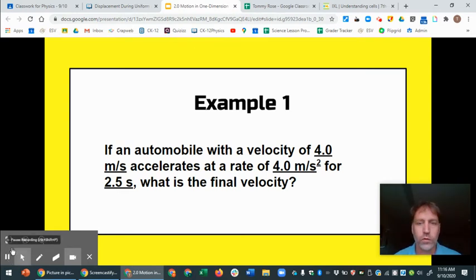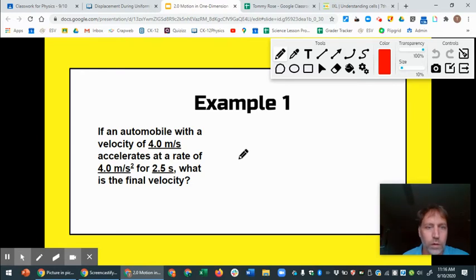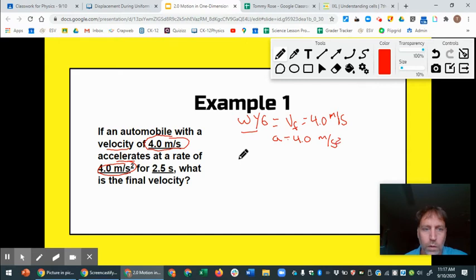I'll rearrange our slide here so I can do some writing on it. Let's do some labeling. We're going to write down what we got. We have a velocity, and if an automobile already has a velocity, it is 4.0 meters per second. And it accelerates, so this is our acceleration: 4.0 meters per second squared, for 2.5 seconds. So now we have t equals 2.5 seconds. What is needed? We want to know the final velocity. So I was incorrect.